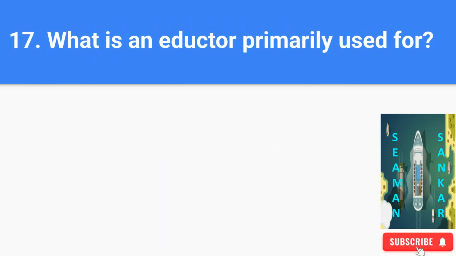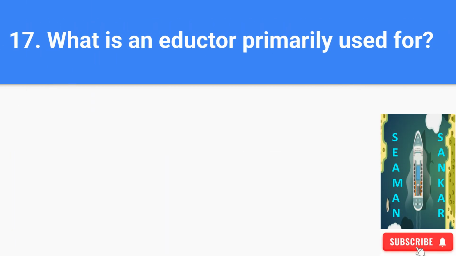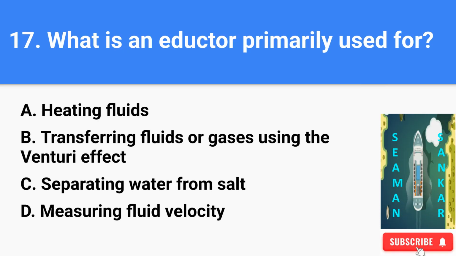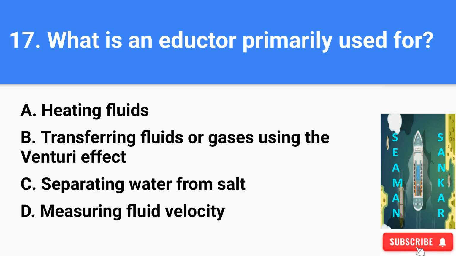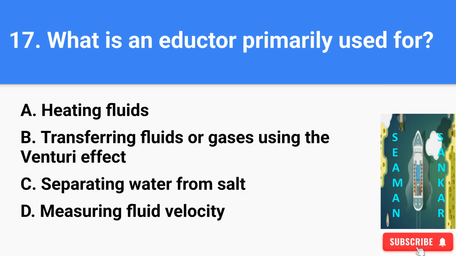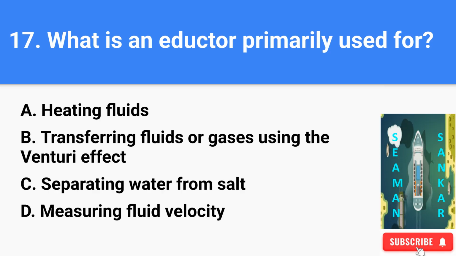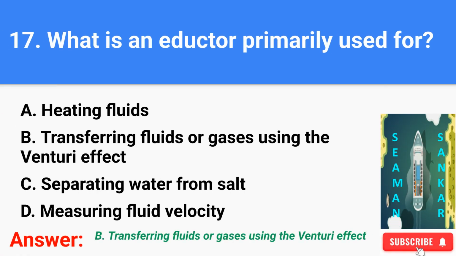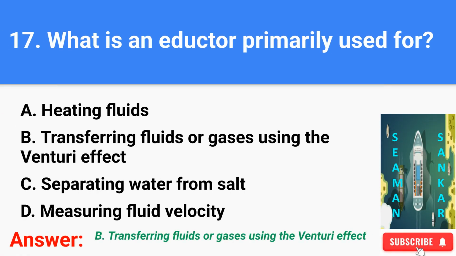Question 17. What is an adductor primarily used for? A. Heating fluids, B. Transferring fluids or gases using the Venturi effect, C. Separating water from salt, or D. Measuring fluid velocity. An adductor is primarily used for B. Transferring fluids or gases using the Venturi effect.